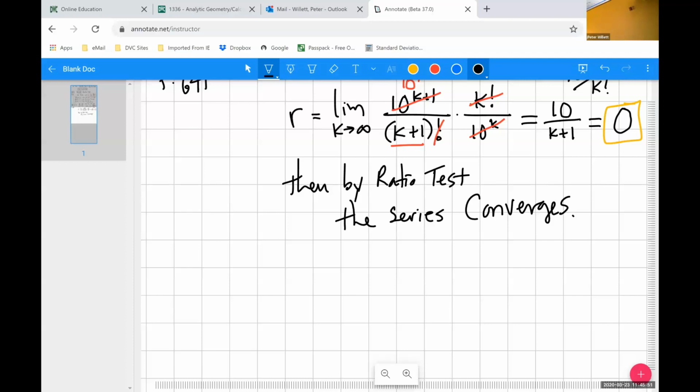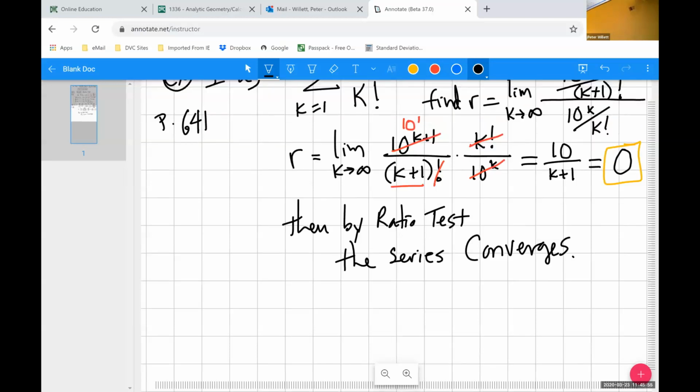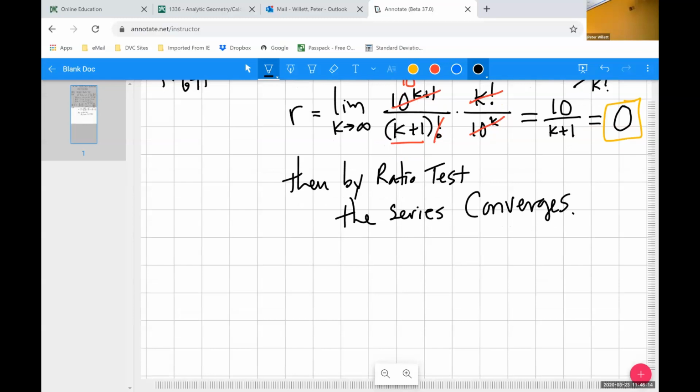Often it's the one you want to use when you have a factorial in here, because the factorial doesn't really work as a function. It only works as something with nice integer values. But when you set up a ratio, it cancels very nicely, and the factorial ends up going away, leaving you something that you can take the limit of. So when you see factorials, that's a good suggestion that maybe the ratio test is involved.